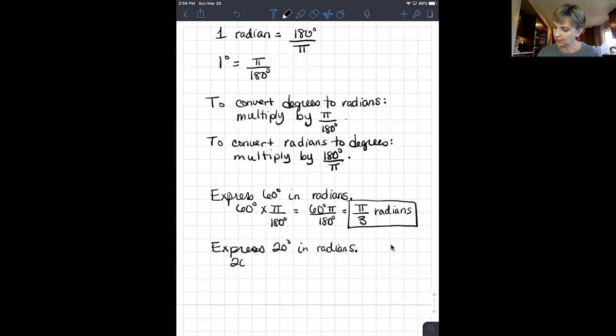So you're going to do 20 degrees times pi over 180 degrees. You always have to reduce when you're switching to radians. Reduce as much as you can. So how many times does 20 go into 180? It goes in 9 times. So pi over 9 radians is your answer.